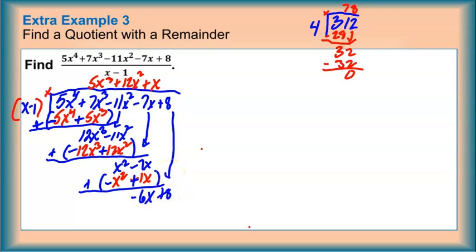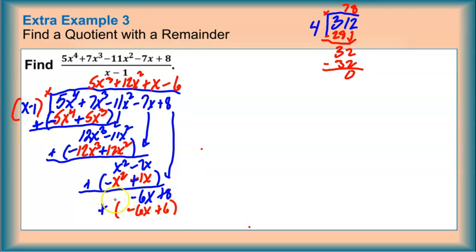And now I got to think, what do I multiply x by to get negative 6x? And that would be a negative 6. Negative 6 times x is a negative 6x. And negative 6 times negative 1 is a positive 6. And then I subtract below.